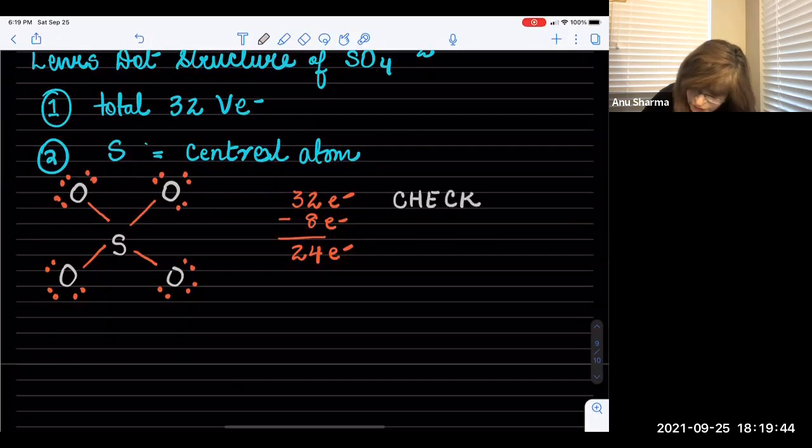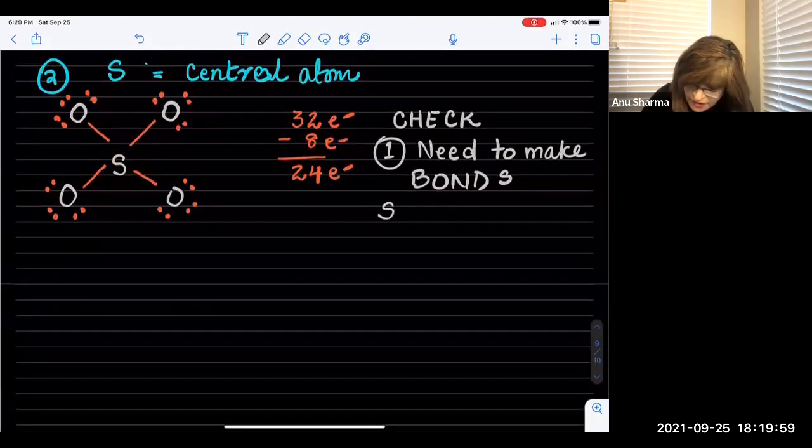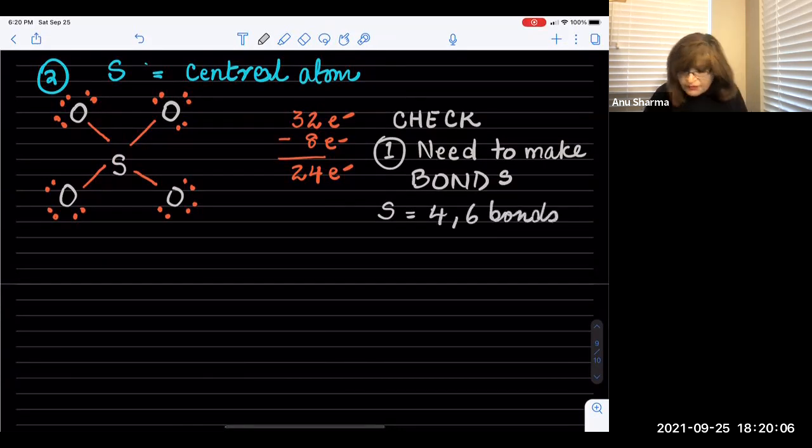Check number one, the need to make the bonds. Is that satisfied or not? Sulfur in this case can make four bonds and can make six bonds also. It has expanded its capability. So it's making four bonds, which is a good thing, but it has the capacity to make six bonds, so it can accommodate more.